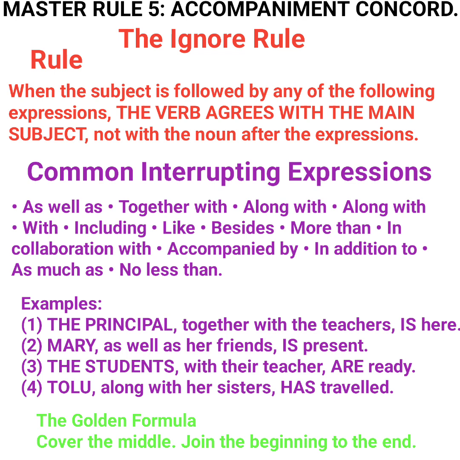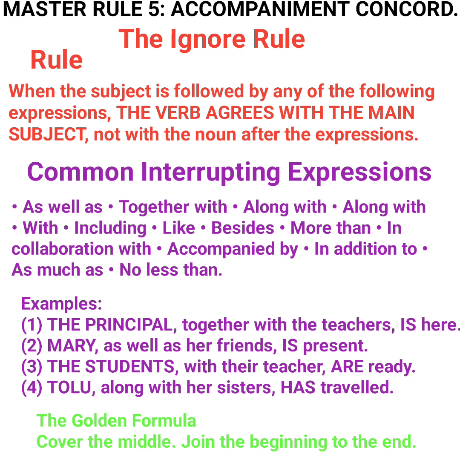These are the examples. The first example: the principal, together with the teachers, is here. Even though we have "together with the teachers," which connotes plural, it is just an interrupting expression and should not be considered. The main subject is the principal, which is a singular subject, that's why we use the singular verb "is." Number 2, Mary, as well as our friends, is present. Mary is the main subject, and "as well as our friends" is just an interrupting expression that will be ignored.